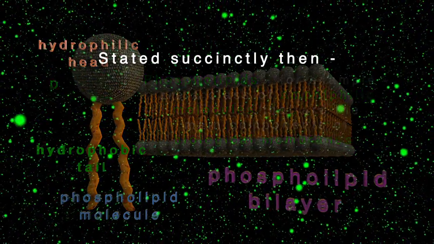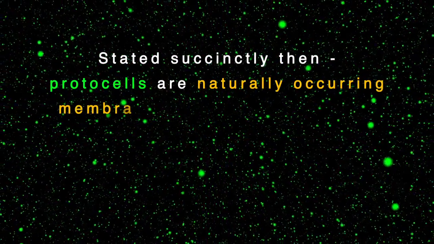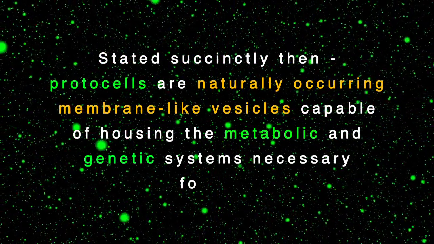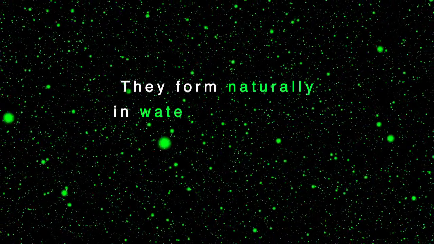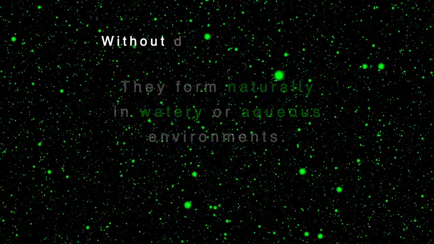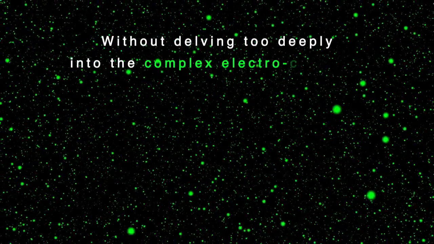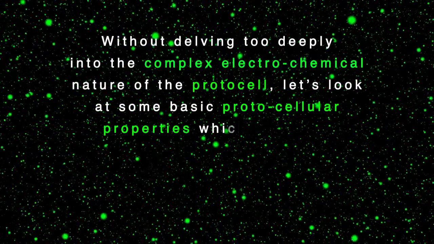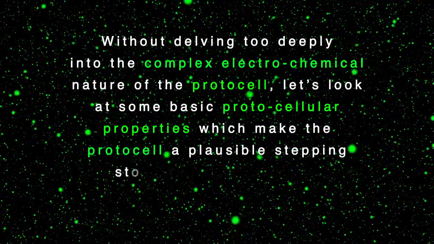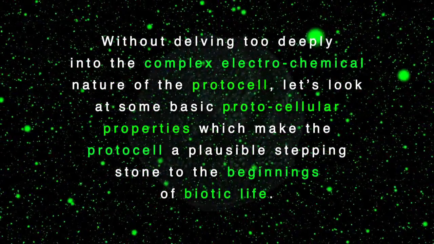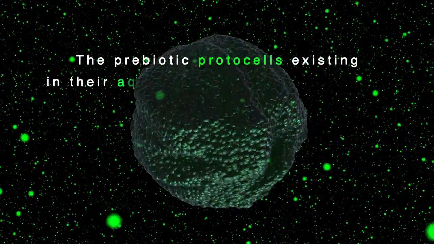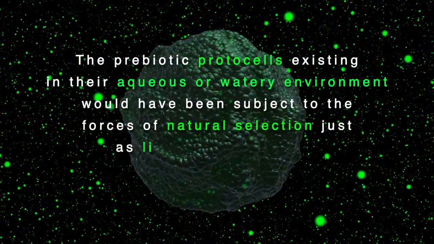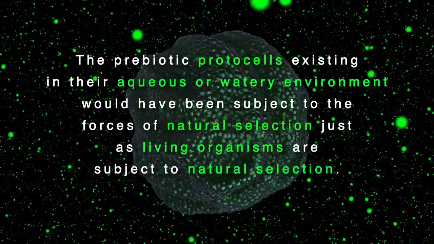Stated succinctly then, protocells are naturally occurring membrane-like vesicles capable of housing the metabolic and genetic systems necessary for life. They form naturally in watery or aqueous environments. Without delving too deeply into the complex electrochemical nature of the protocell, let's look at some basic protocellular properties which make the protocell a plausible stepping stone to the beginnings of biotic life. The prebiotic protocells existing in their aqueous or watery environment would have been subject to the forces of natural selection, just as living organisms are subject to natural selection.